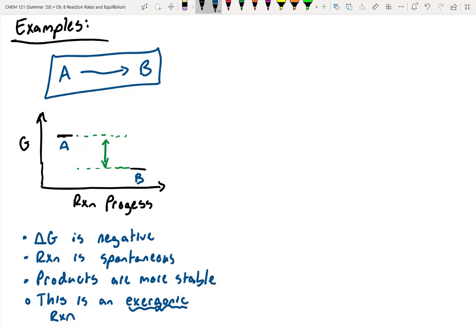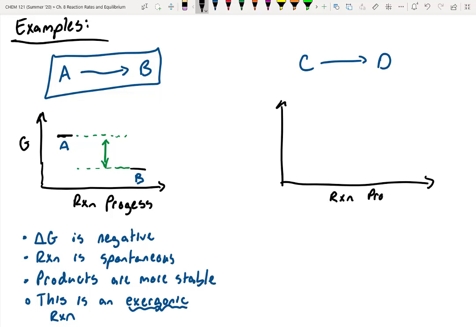Okay, now let's do the opposite one. Let's just say we've got a separate reaction. This one I'm going to call C to D, but this time we're going to flip things around. So same idea, we're going to have reaction progress over here. So we're going to kind of look at energy as we start out at C and we go to D, and we're going to measure the energy. But this time, our starting material C is going to be lower in energy than our final product D.